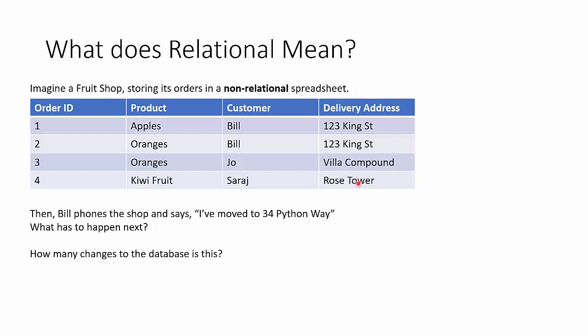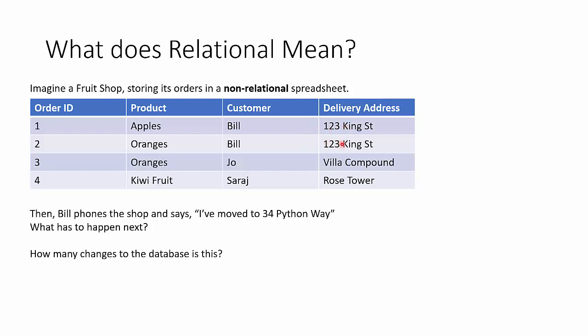Then Bill phones the shop and says, by the way, I've moved to 34 Python Way, but I haven't told you. Can you update your systems, please? So what has to happen next? What you have to do now is go through your non-relational data, and every time you see Bill, change it from 123 King Street to 34 Python Way. So we'd have to do two different writes here. We'd have to change this one, then we'd have to change this one.